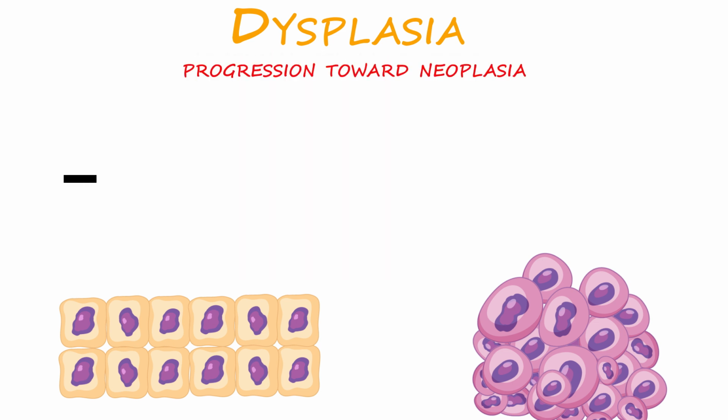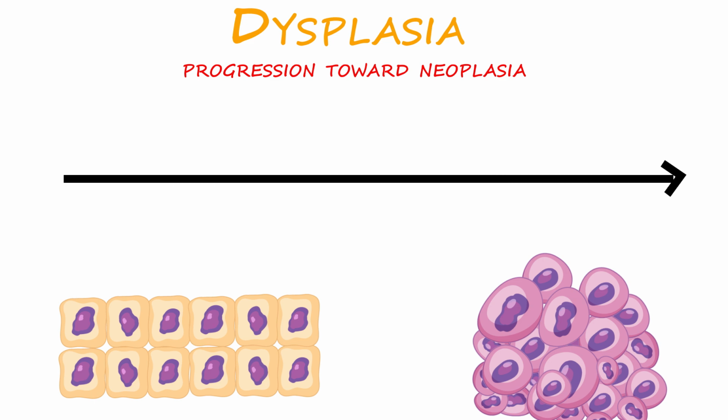Importantly, dysplasia represents a step toward neoplastic transformation, existing on a spectrum of cellular abnormalities. The progression begins with normal tissue, advancing through mild, moderate, and severe dysplasia, potentially leading to cancer. Dysplasia is typically graded as mild, moderate, or severe, based on the degree of cellular abnormalities and architectural distortion.